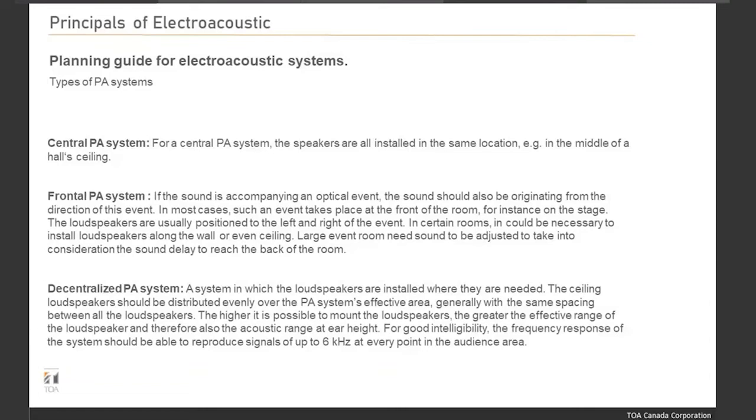The large event rooms need sound to be adjusted to take into consideration the sound delay to reach the back of the room. That's what I mean by a delay speaker. They're usually offset by a fraction of a second, so the sound reaches everybody at the same time.